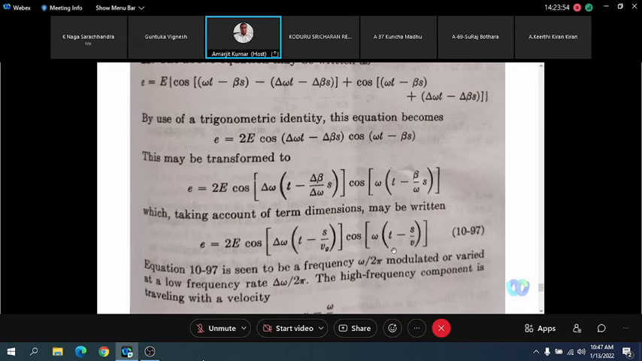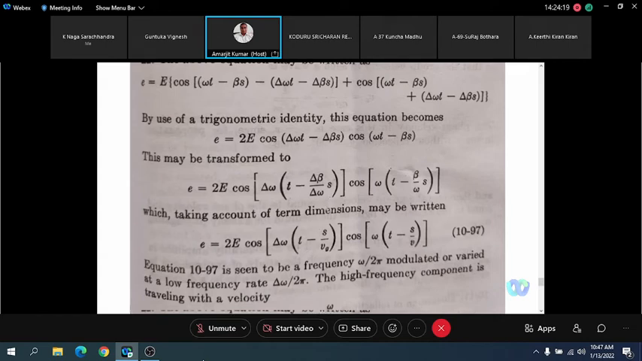Okay. So cos omega t minus s upon v. Why? Because the actual velocity v is equal to omega upon beta. So t minus s upon v. And here what will happen? t minus s upon something vg. What is vg? Delta omega upon delta beta. That is known as the group velocity.